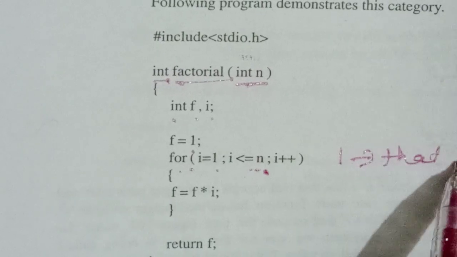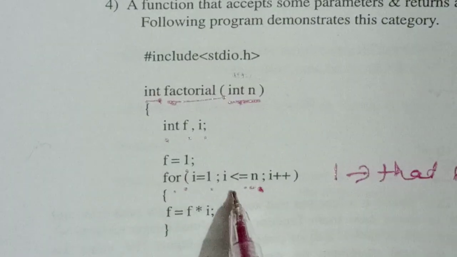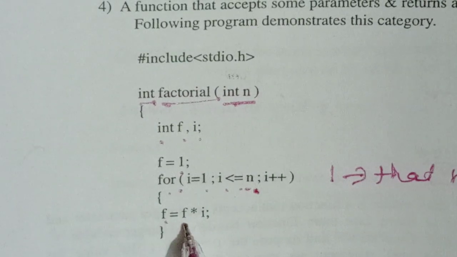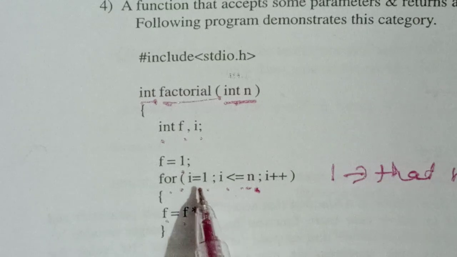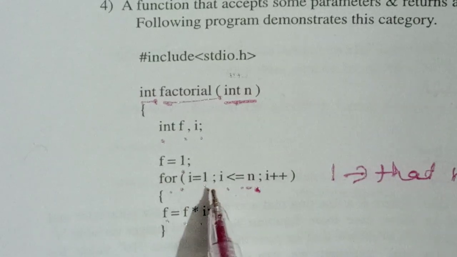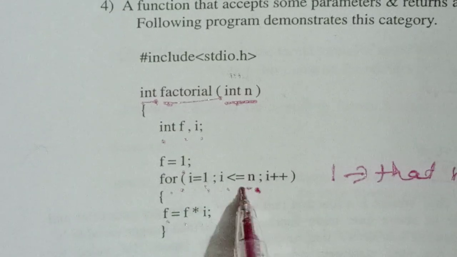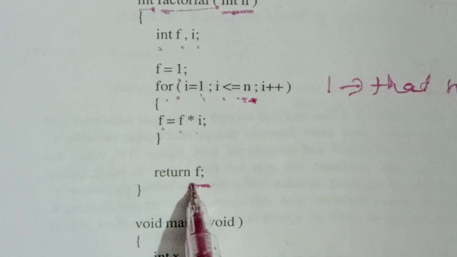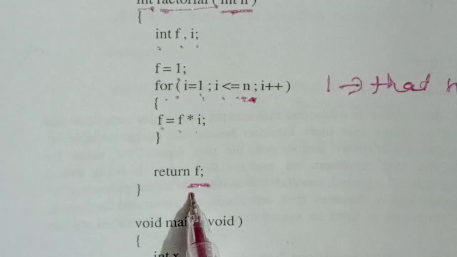We are running the loop that many times and each time we are multiplying f with i. For the first time the value of i is 1, then 2, 3, up to the number you have passed. And finally we are returning f. What is stored in f? The factorial of that number is stored in f.